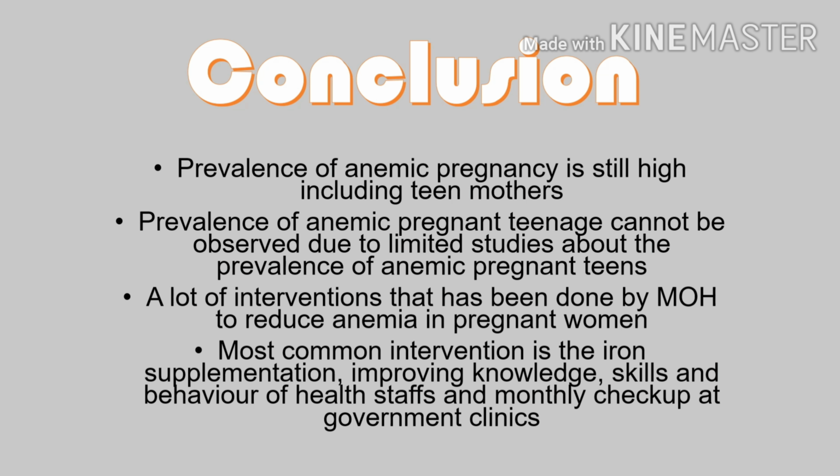In conclusion, the prevalence of anemic pregnancy is still high, including among teen mothers, but the prevalence of anemic pregnant teenagers cannot be observed due to limited studies about it. A lot of interventions have been done by the Ministry of Health to reduce anemia in pregnant women. The most common interventions are iron supplementation, improving knowledge, skills, and behavior of health staff, and monthly checkups at government clinics. And that's all from us.